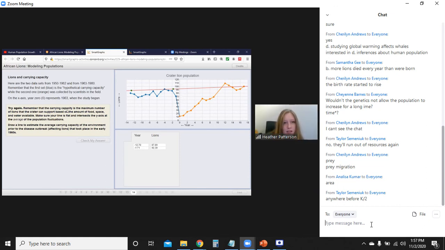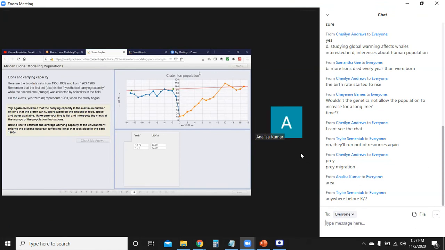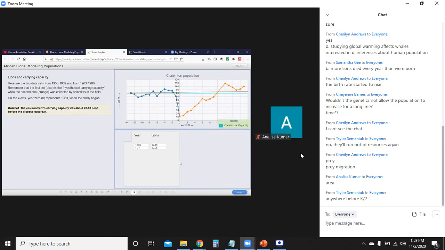So the carrying capacity is the maximum number of lions. Yeah, so it's the average. I drew it a little high. Wouldn't it be around 80 then if it would be the average? Yeah. Why is it not letting me reset it? Just drag the dots, I think. Oh, there you go. I didn't want to bother resetting it before. Let's go here-ish. Yeah. So 70 to 90 lions.